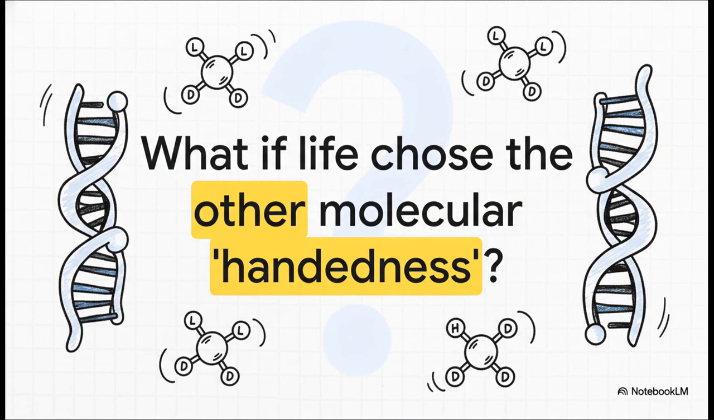And this brings us to this final, kind of mind-bending question. Life on Earth, for reasons we still don't totally get, decided to build all of its proteins from exclusively left-handed amino acids. So why that way and not the other? Could a mirror image version of life exist somewhere else out there in the universe? It's a pretty deep question that goes right to the heart of the secret architecture of life itself.